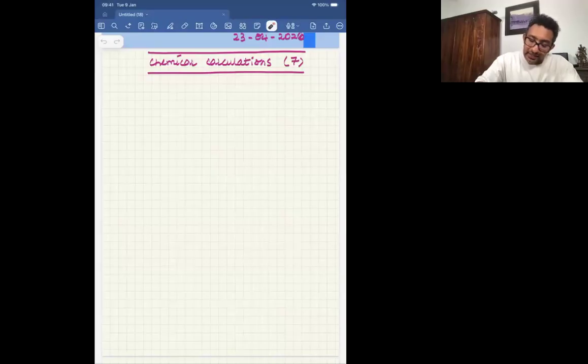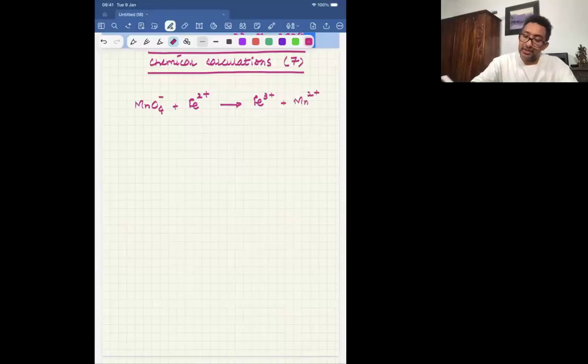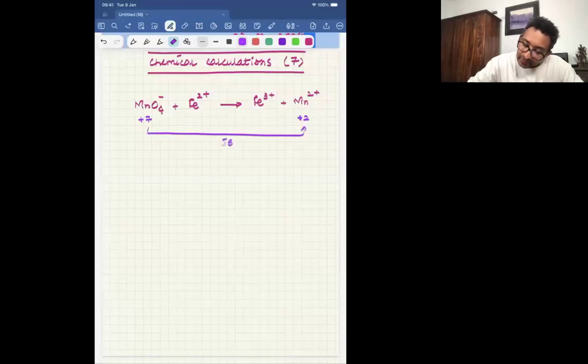So what happens here? Permanganate undergoes reduction, whereas Fe plus 2 undergoes oxidation, giving Fe plus 3 and Mn plus 2. It's always better if you can write down the reaction in a single step. So how are we going to do that? Oxidation number plus 7 to oxidation number plus 2. So you see 5 electron exchange, 5 electrons. And here Fe plus 2 to Fe plus 3, you can see only 1 electron exchange.